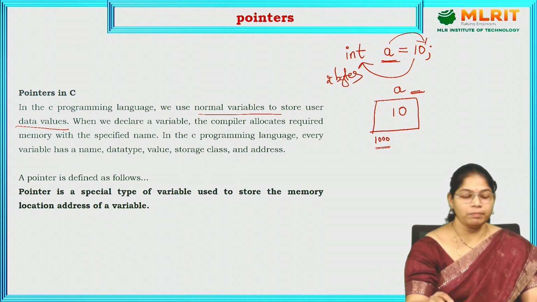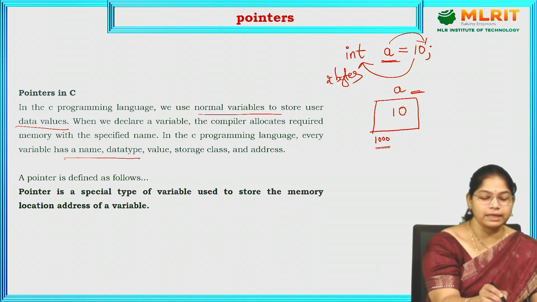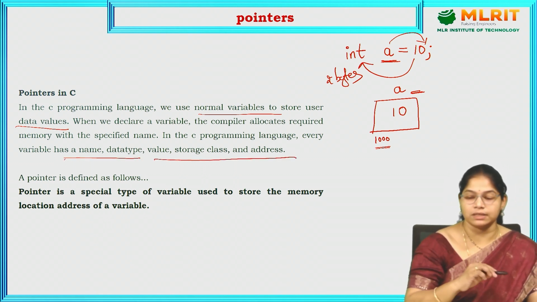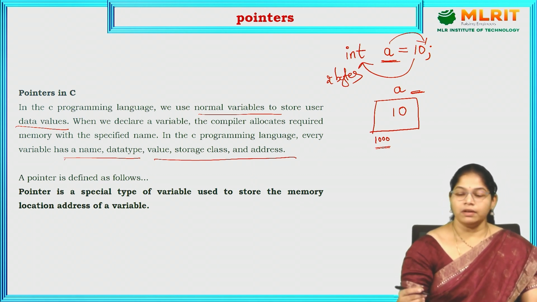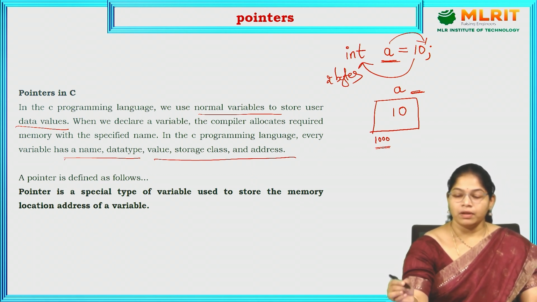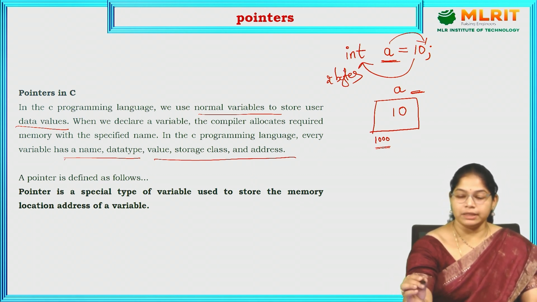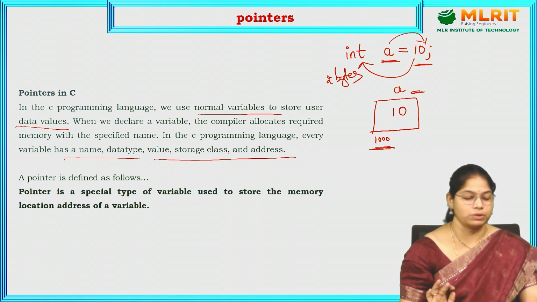In the C programming language, every variable has a name, data type, value, storage class and address. So here the variable is a, which is of type integer, it is storing the value 10 and the address of that memory location is 1000.